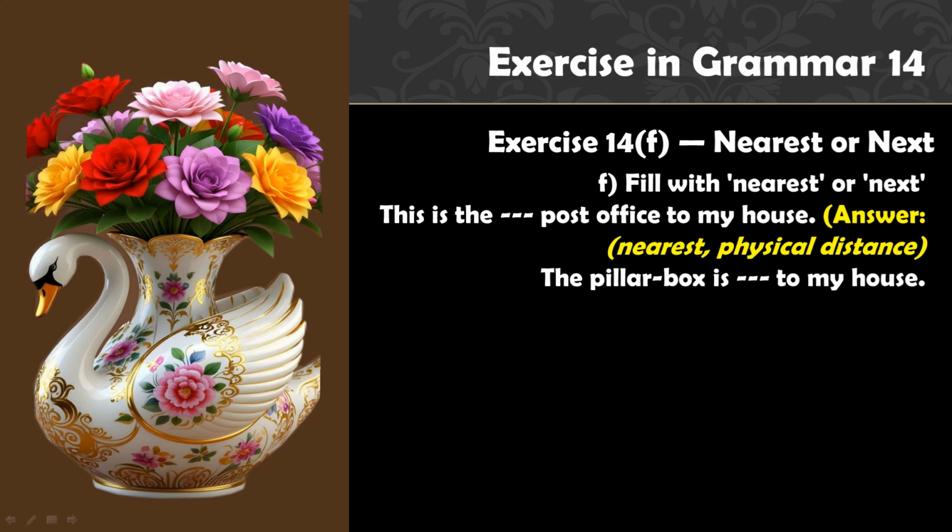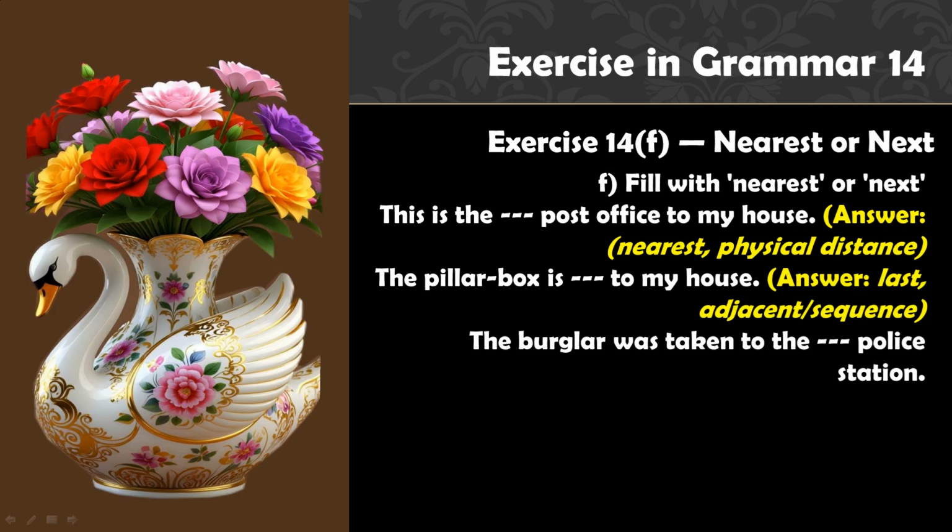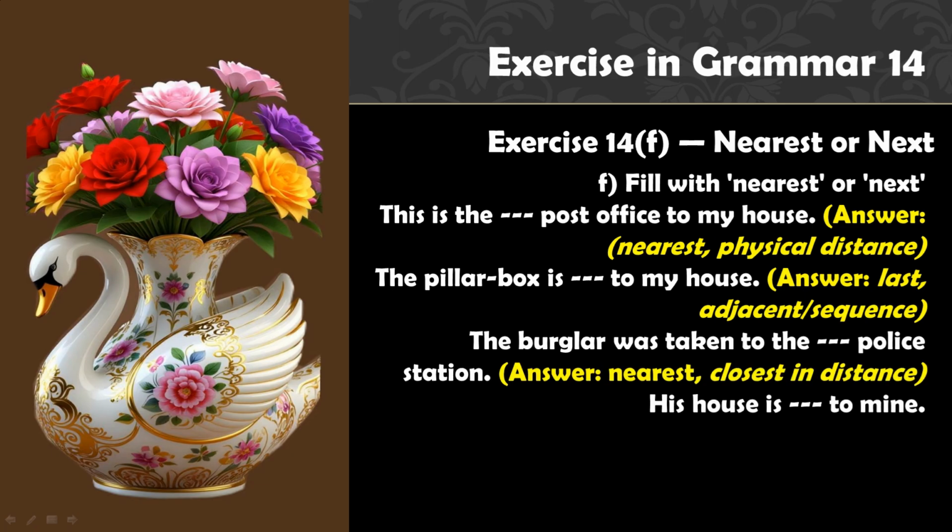Sentence 2. The pillar box is dash to my house. The answer is next, because it means the pillar box is just beside or adjacent. So the sentence becomes, the pillar box is next to my house. Then sentence 3. The burglar was taken to the dash police station. Here the answer will be nearest, because the police station is chosen based on distance. So the sentence becomes, the burglar was taken to the nearest police station.